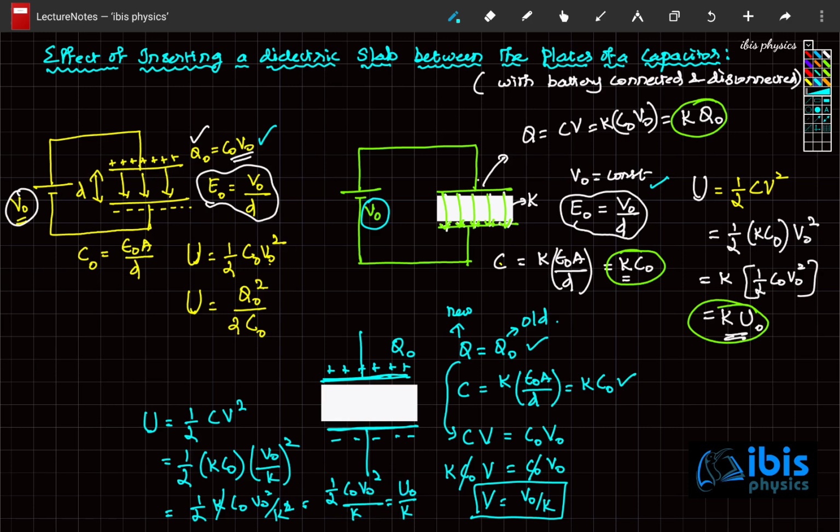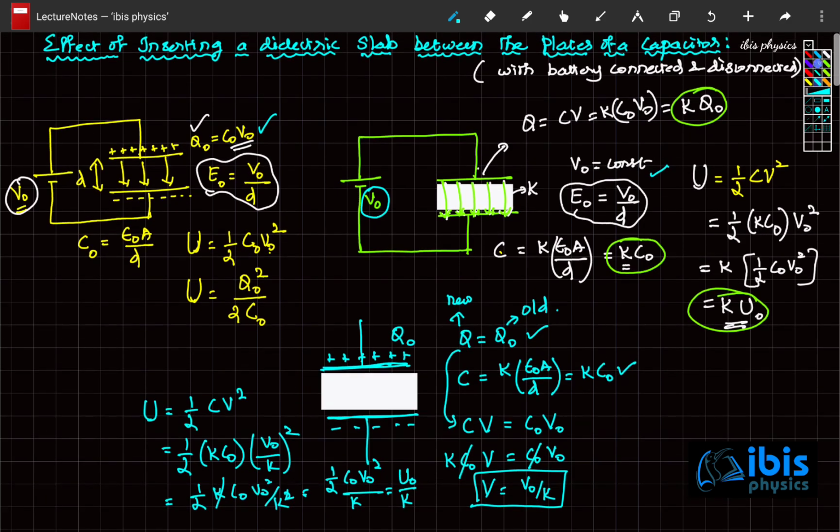So whether the battery is connected or disconnected, in both cases capacitance becomes K times C naught. But other than that, with the battery connected, charge and energy become K times. With the battery disconnected, voltage and energy become 1 by K times. So these two things you are supposed to remember.